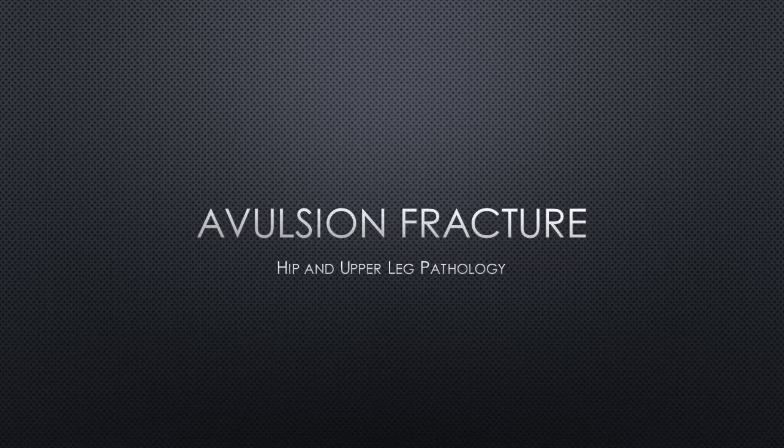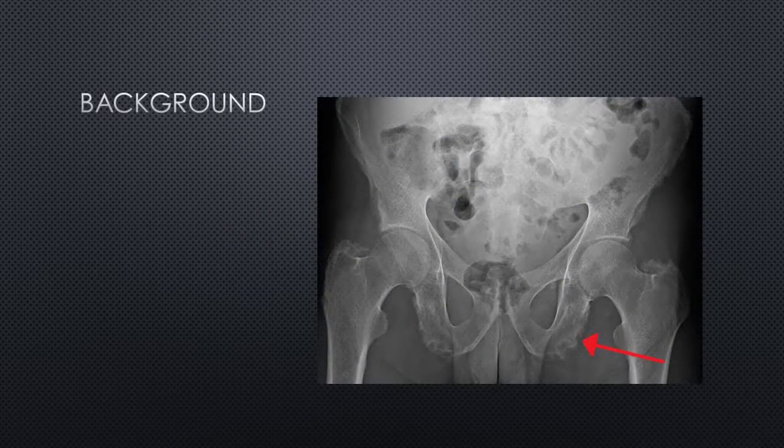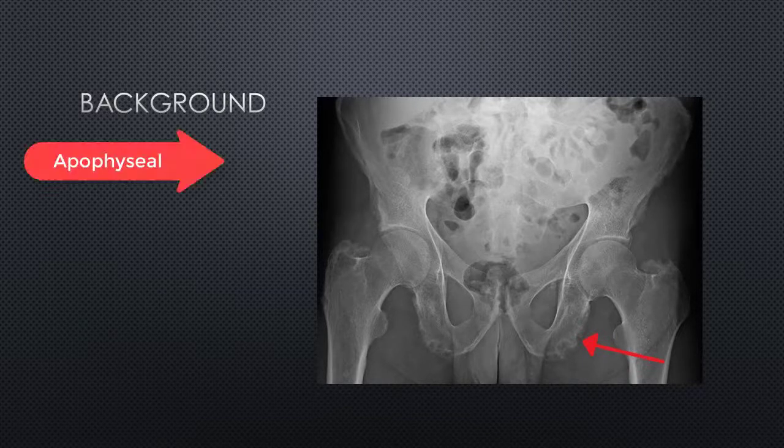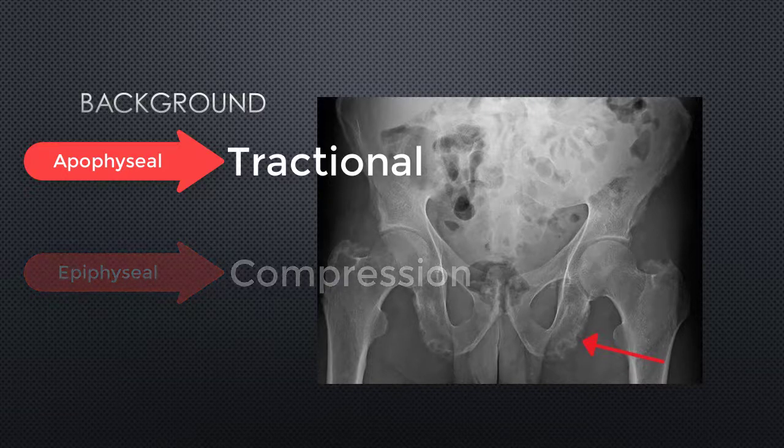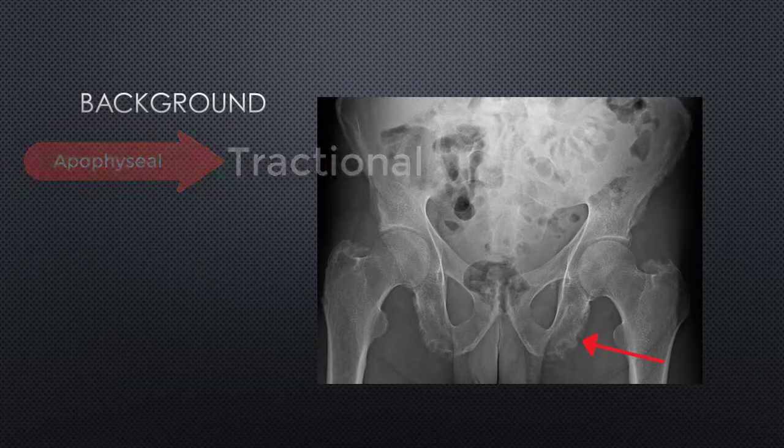Avulsion fractures are often termed apophysitis. Just a reminder, growth injuries frequently occur during the period of rapid growth spurts in adolescence. When you have an apophyseal growth plate, you have a tractional growth plate. An epiphyseal growth plate is going to be a compression growth plate. So these avulsion fractures are generally occurring at that tractional growth plate.